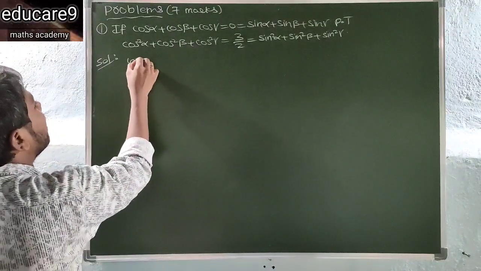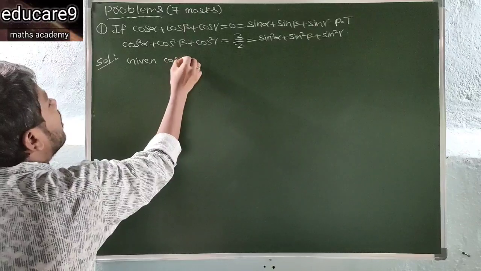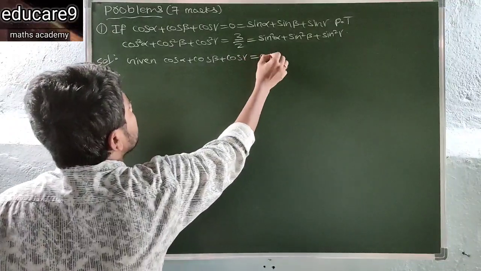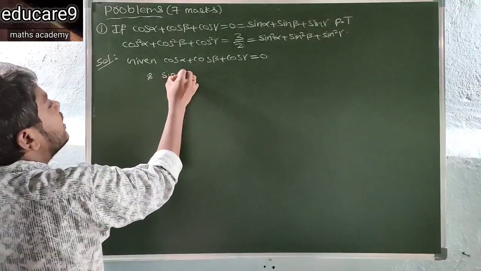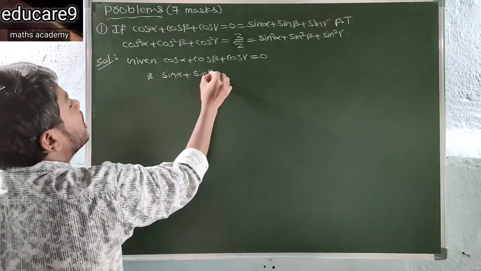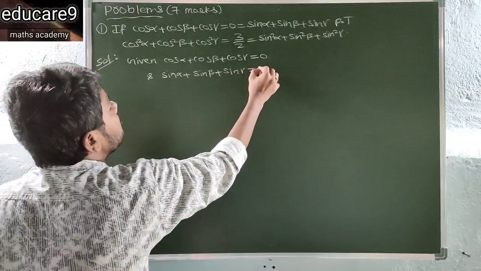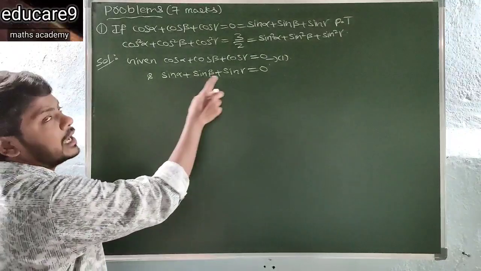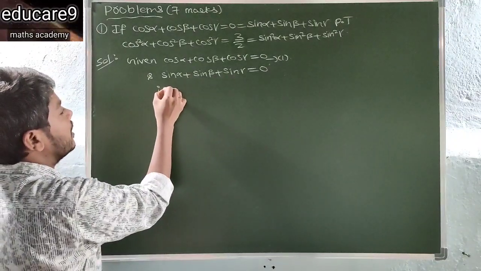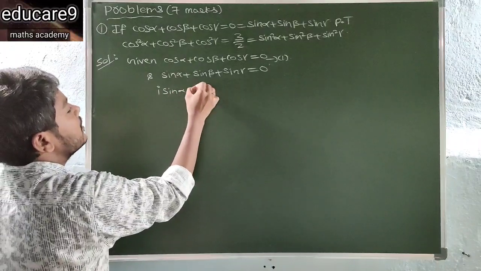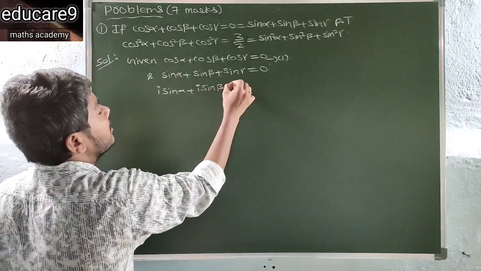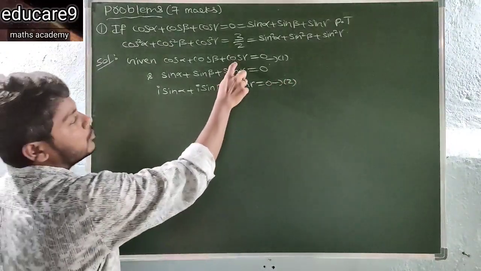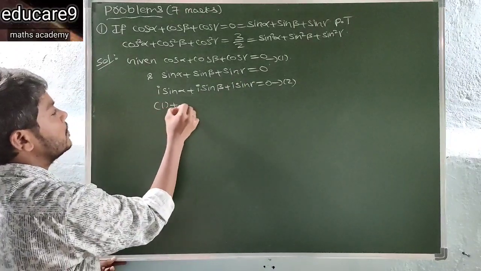See here, given cos alpha plus cos beta plus cos gamma is equal to 0 and sin alpha plus sin beta plus sin gamma is equal to 0. So this is equation 1. Now multiply by i on both sides. You will get i sin alpha plus i sin beta plus i sin gamma is equal to 0. This is equation 2. So now we have to add both equations, that is 1 and 2.